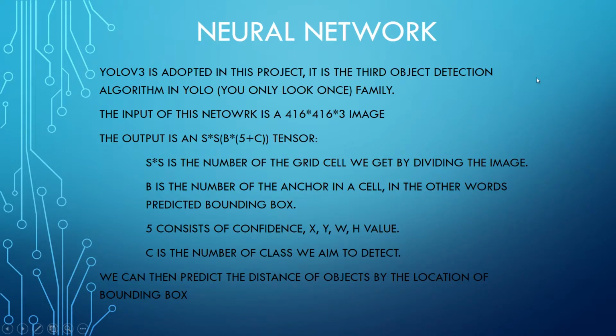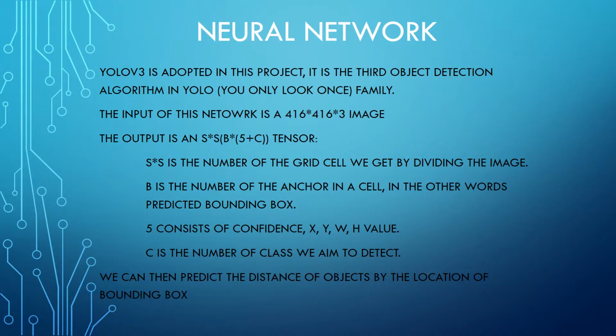So the neural network adopted in this project is YOLO version 3, and the input of the network is a 416 by 416 by 3 image, and the output is an S times S times B times (5 plus C) tensor. S times S means the grid cells we divide the image into. B is the number of anchors in the cell, in other words, predicted bounding boxes.